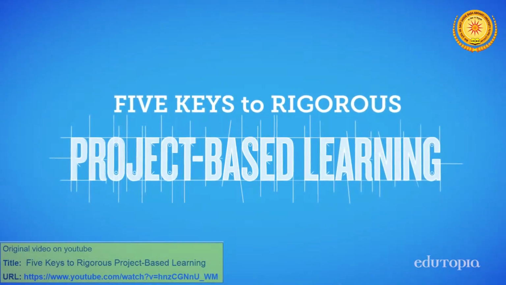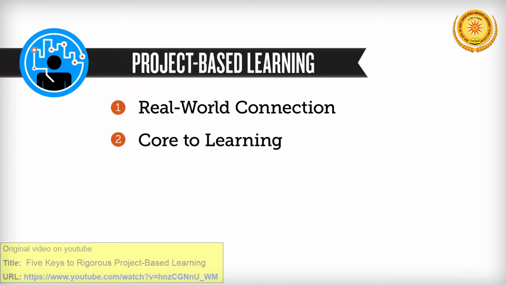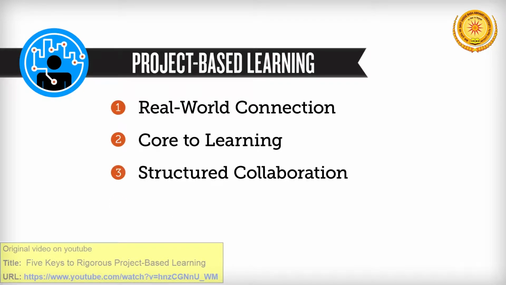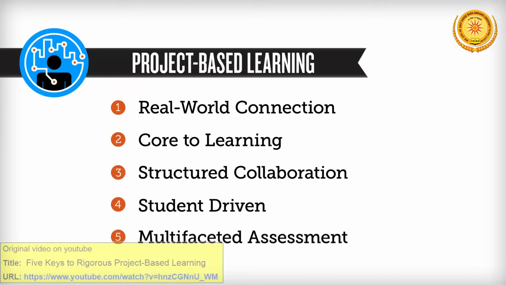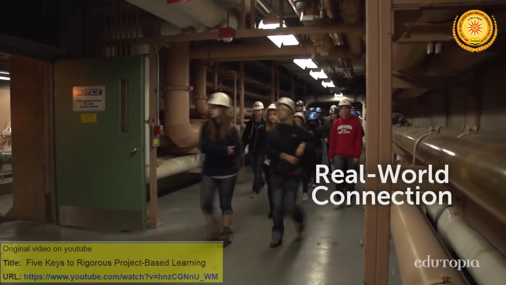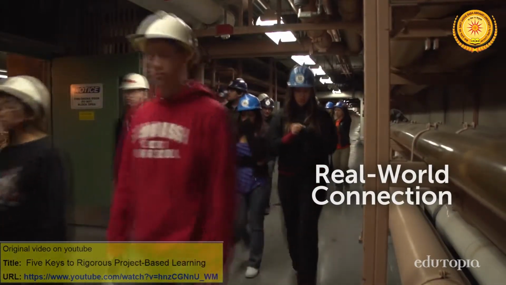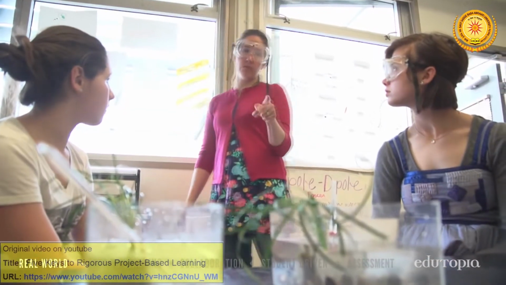So there are a lot of different ways to approach PBL, a lot of different ways to implement it, but really it all boils down to 5 essential keys: real-world connection, core to learning, structured collaboration, student-driven, and multifaceted assessment. The first key component of PBL is real-world connections. And really what this entails is having an authentic problem that drives the curriculum.